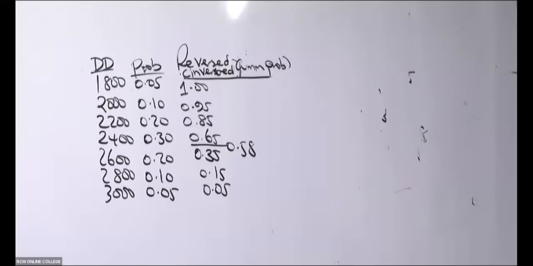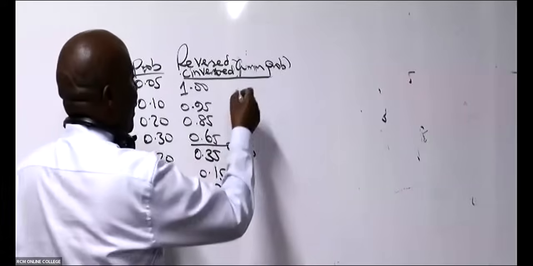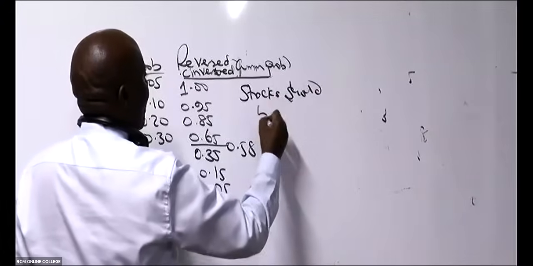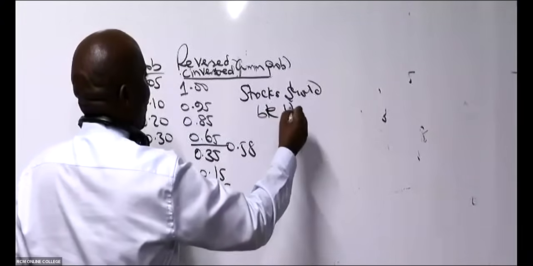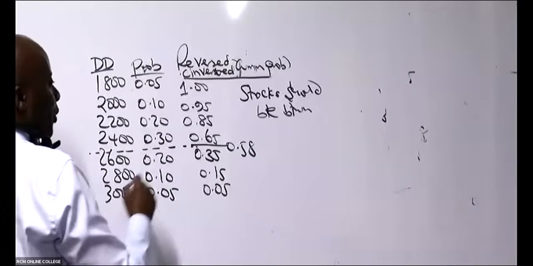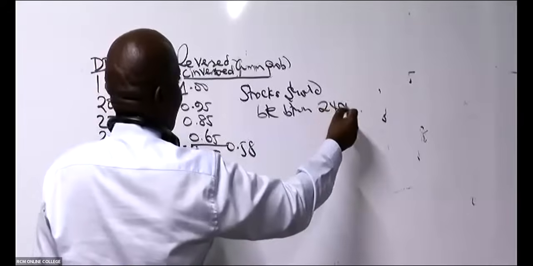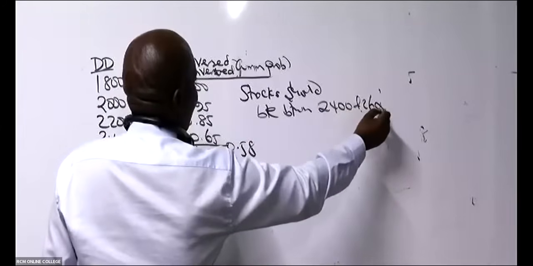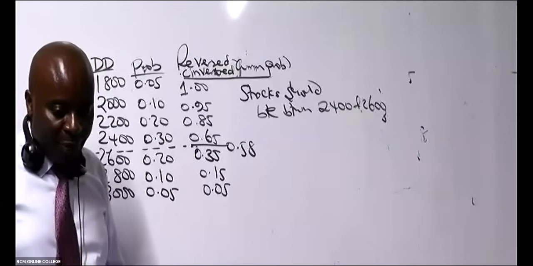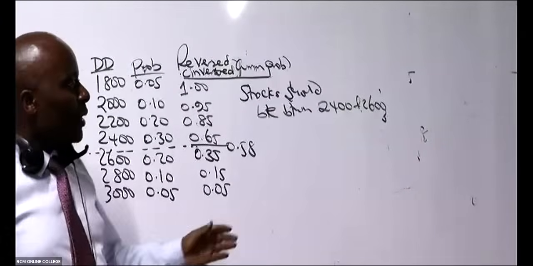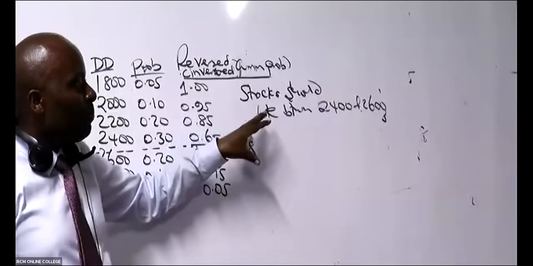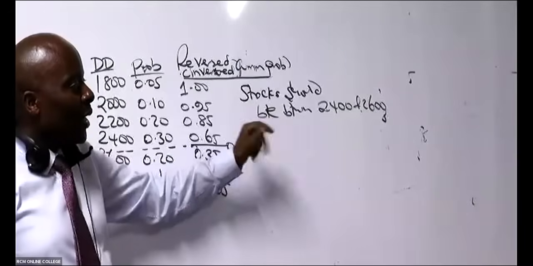So go ahead and give me the exact answer, because they want you to use the continuous probability distribution. They want you to give them an exact decimal. So in this case, the stock should be between 2400 and 2600. If they want us to use discrete distribution, then we use the lower number, 2400. But if they want continuous, then we go ahead and interpolate.